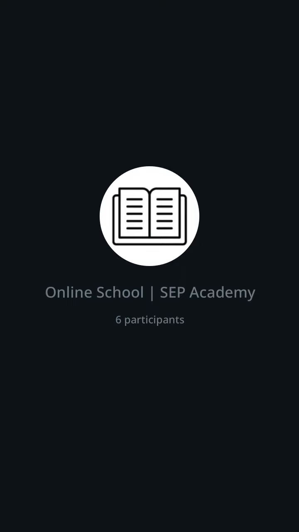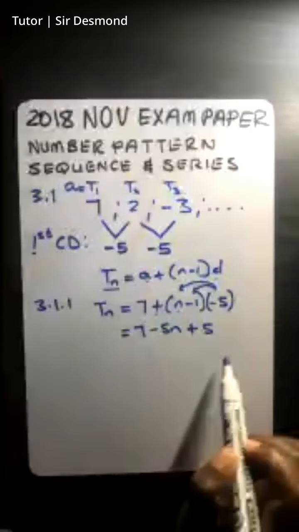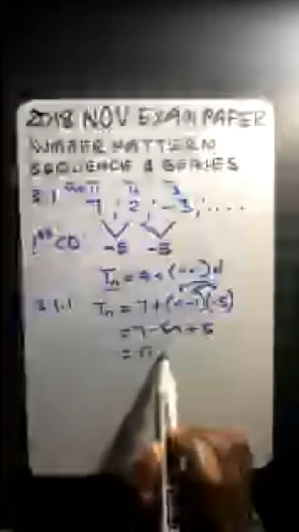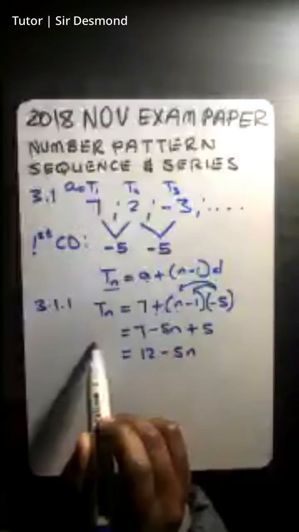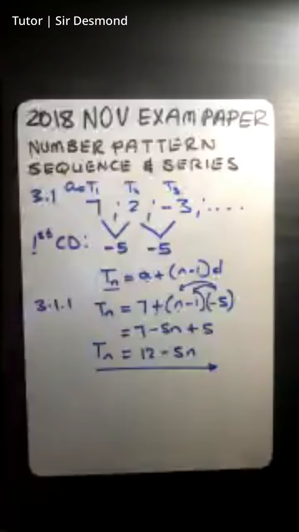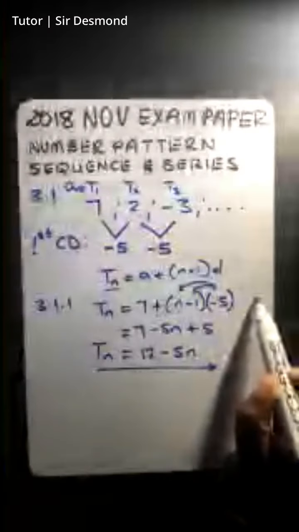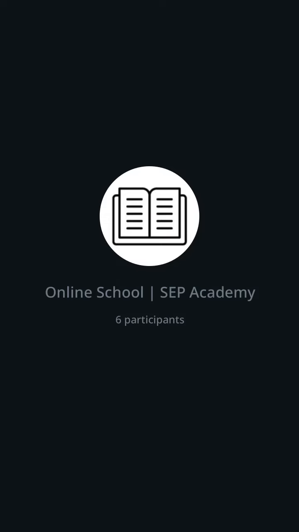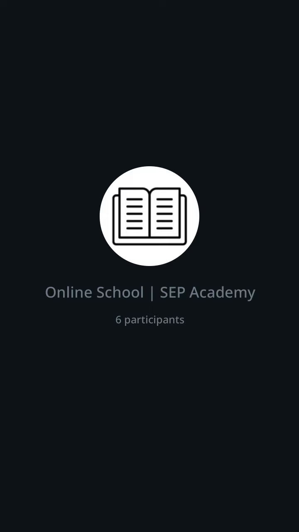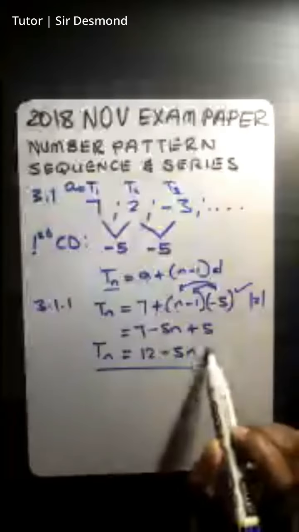So it's just a matter of simplifying. What is 7 plus 5? Is it not 12? I think it's 12 minus 5n. So that means, ladies and gentlemen, Tn, which is what the question wanted you to calculate, this is how you represent your final answer. And this question was allocated just 2 marks, which means you are possibly going to score a mark for correct substitution and a mark for the correct final answer.